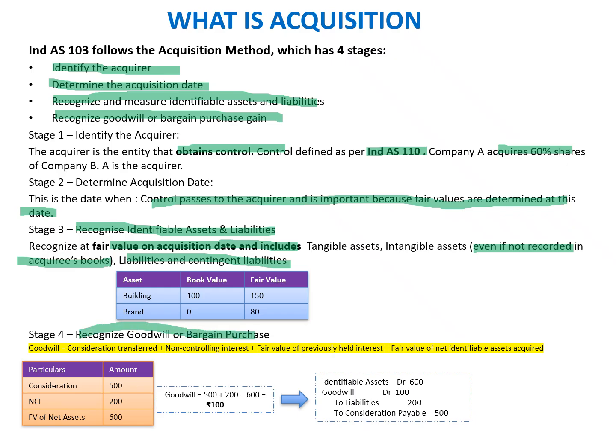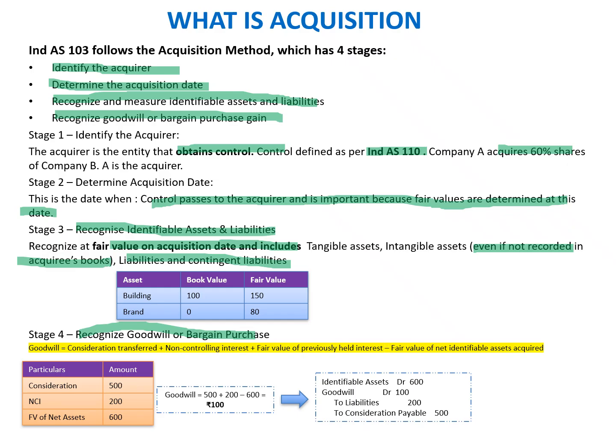The goodwill is equal to the consideration transferred plus non-controlling interest plus fair value of the previously held interest minus the fair value of the net identifiable assets acquired. So simply, we have a consideration of 500, non-controlling interest is 200, and the fair value of the net assets is 600. So goodwill is calculated: we have to add the consideration plus non-controlling interest, plus we do not have any fair value of the previously held interest. This normally happens when we do a step acquisition. And the fair value of the assets is 600.